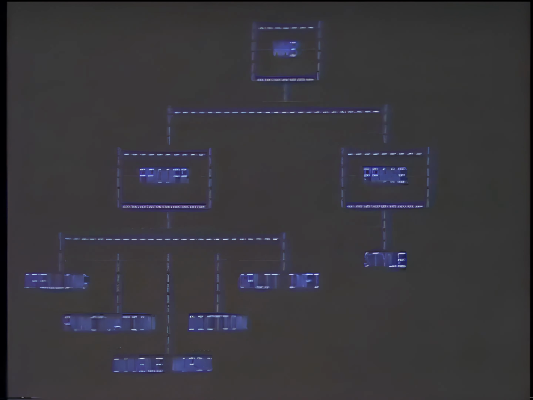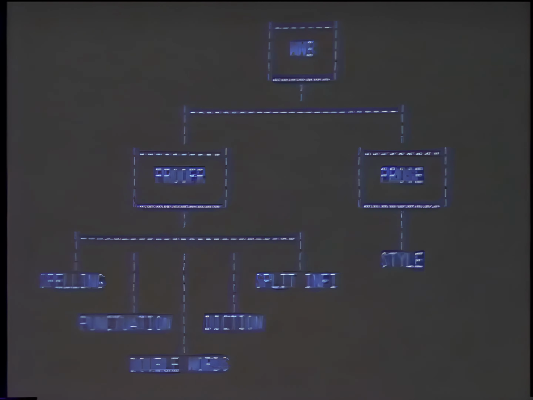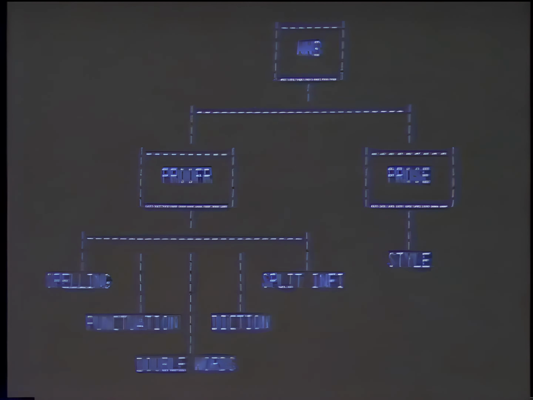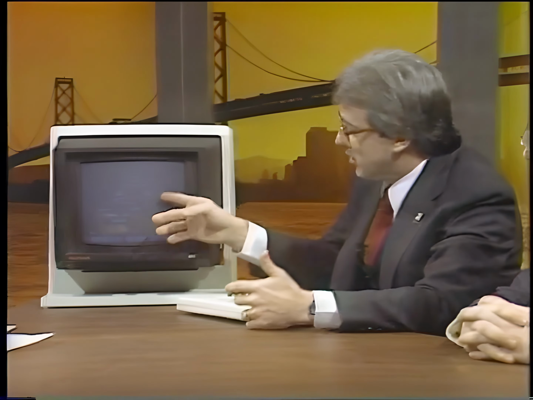One of the things that we do here, we do many of the things that we just saw Wayne demonstrate. We have the proofreading side, and we have prose, which is going to do a stylistic analysis of the text that we have out here. I'll be very brief here. It goes over spelling, punctuation, double words, diction, many of the things you just saw, but it also looks for split infinitives, and that's one of the powerful parts of it. And we'll take a look at that.